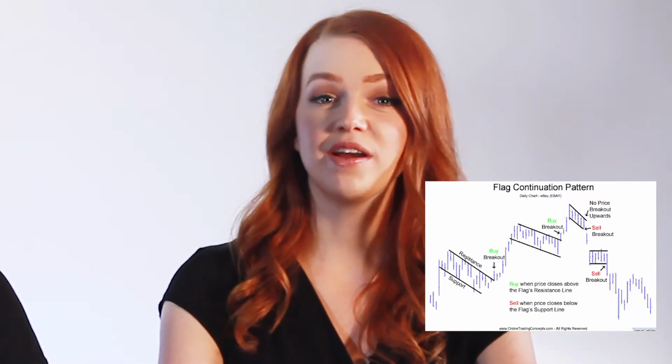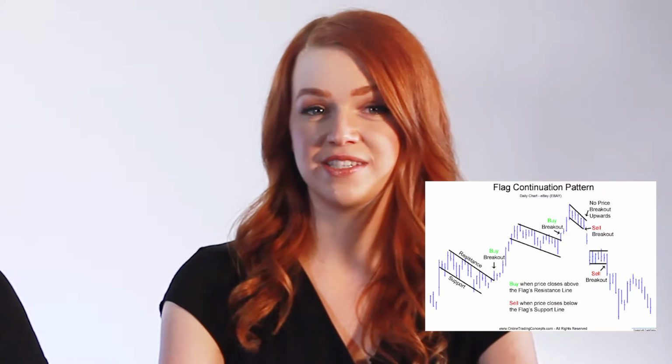Flag continuation. The flag pattern forms within a rectangle. This rectangle is formed by two parallel trend lines, which form the support and resistance until the price breaks out. The flag will have sloping trend lines, and the slope should move in the opposite direction of the original price movement. Once the price breaks through the support or resistance lines, it will indicate whether it should be bought or sold.